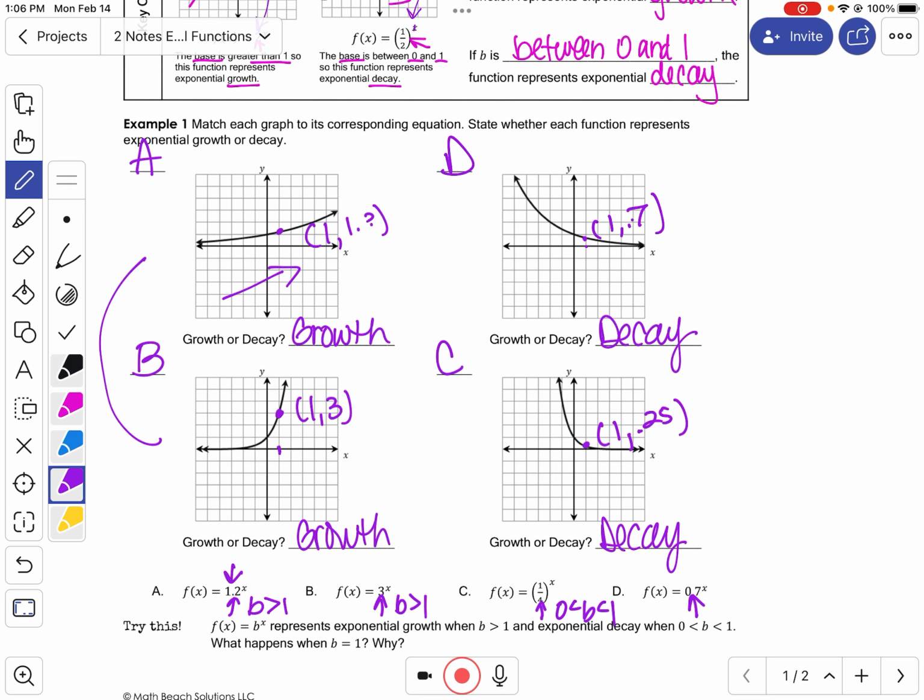Graphically, look at whether it's increasing or decreasing from left to right to figure out if it's a growth or a decay. And from the equation, you're looking to see if the base is greater than 1 or in between 0 and 1 to determine if it's a growth or a decay. So let's flip over.